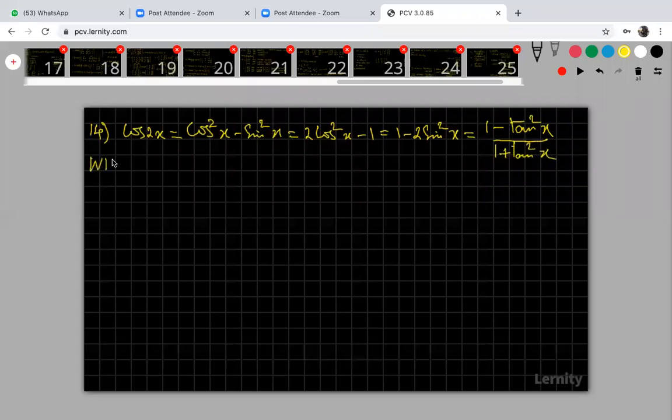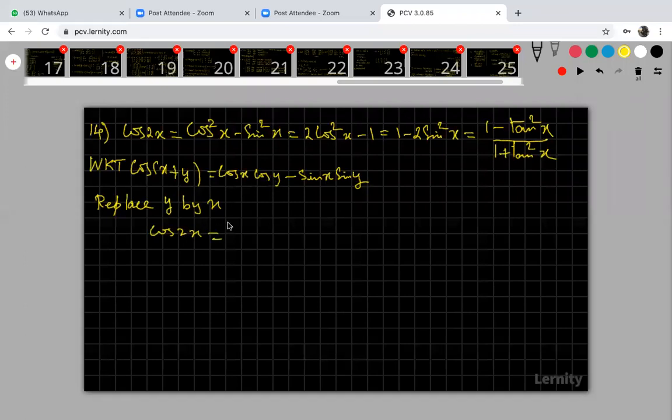Okay, we know that which is already proved one. Cos of x plus y is equal to cos x cos y minus sin x sin y. Okay, so replace y by x. What happened here? Replace y by x, then I will get cos 2x, x plus x. Here y by x, cos x into cos x, cos square x. Here y by x, sin x into sin x, sin square x. I will get the first one, cos square x minus sin square x, right?